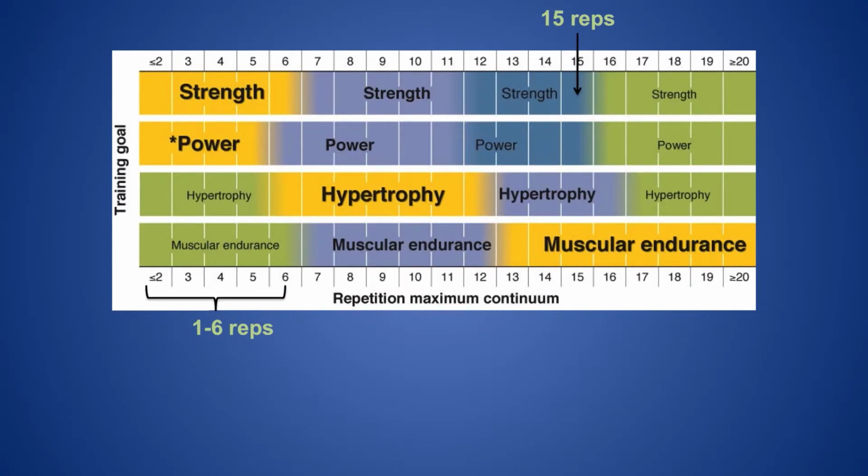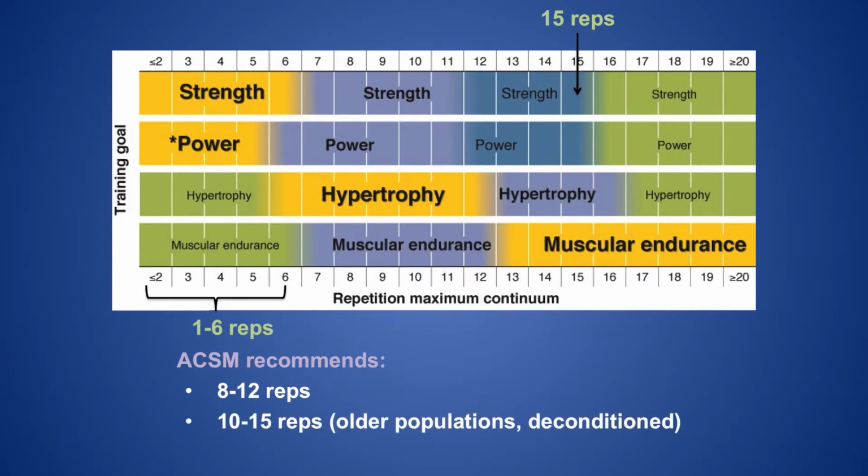If you look at the middle of the graph for the various training criteria, you'll see muscle hypertrophy, as 8 to 12 reps falls between the strength, 1 to 6 reps, and endurance, 12 or more reps. It just so happens that ACSM recommends 8 to 12 reps for resistance training, essentially because it's in the middle of the continuum and you'll get some benefits of strength, hypertrophy, and endurance. For older populations or people that are severely deconditioned, 10 to 15 reps is the recommendation.